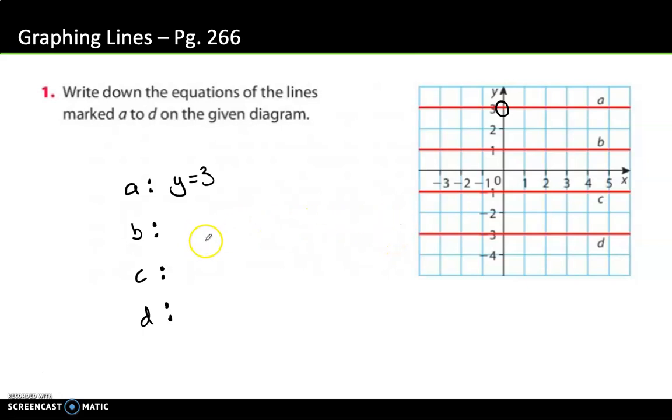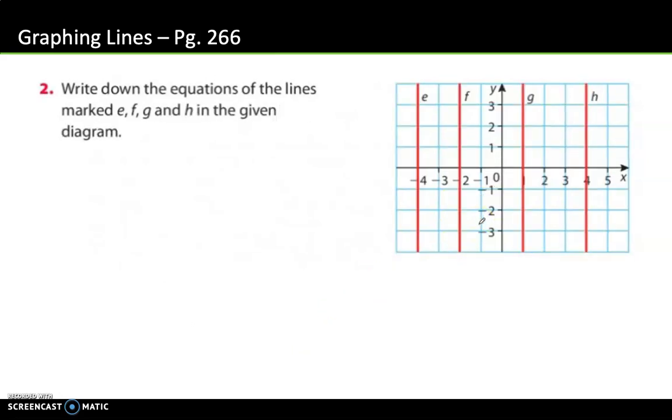Okay, so what you should have got is that each and every single one should have been y equals because they're horizontal and they all go through the y-axis. For B, it cuts through the point 1, so y equals 1. C, it cuts through the point -1, y equals -1. And D, y equals -3. Simple stuff so far. Now let's try this one.